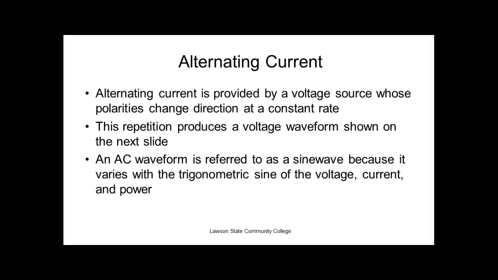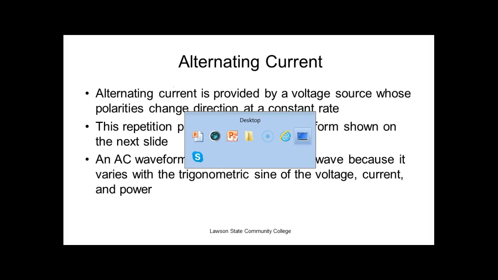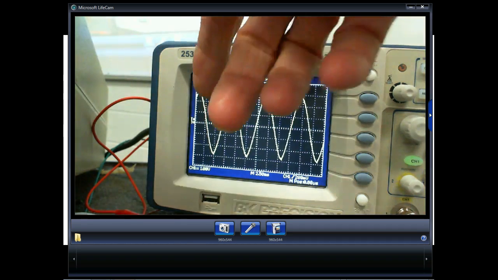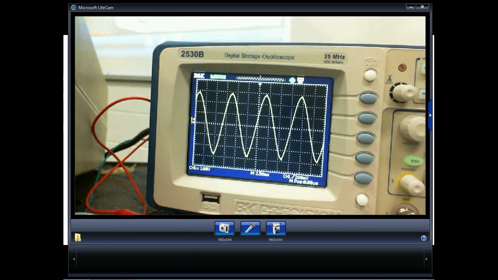So things change. Alternating current is provided by voltage sources whose polarity changes direction. AC power is generated, but it changes directions at a constant rate. So that rate of this AC is constant, but this scope is not showing me the same thing, but it's the same every time, right? It's just like movies. A lot of people don't understand movies. Movies are a bunch of pictures.